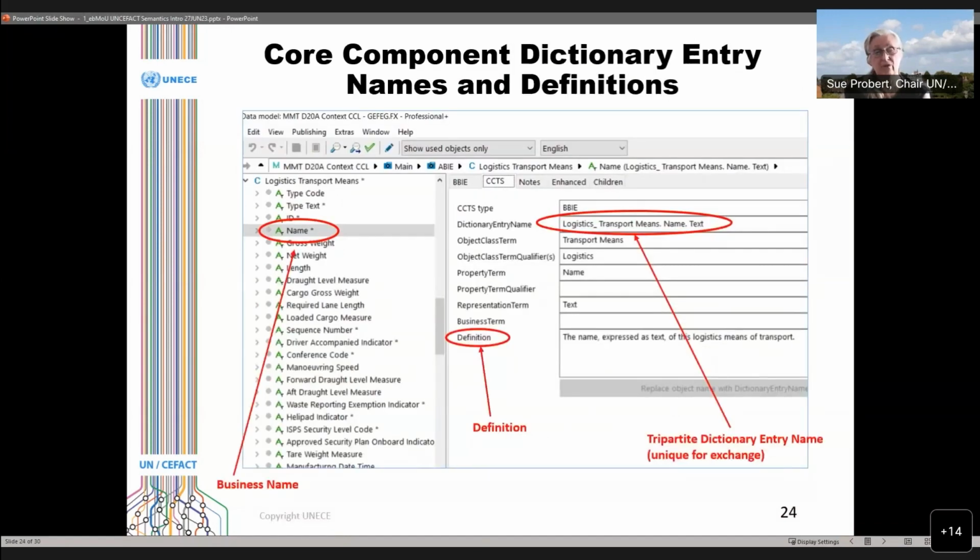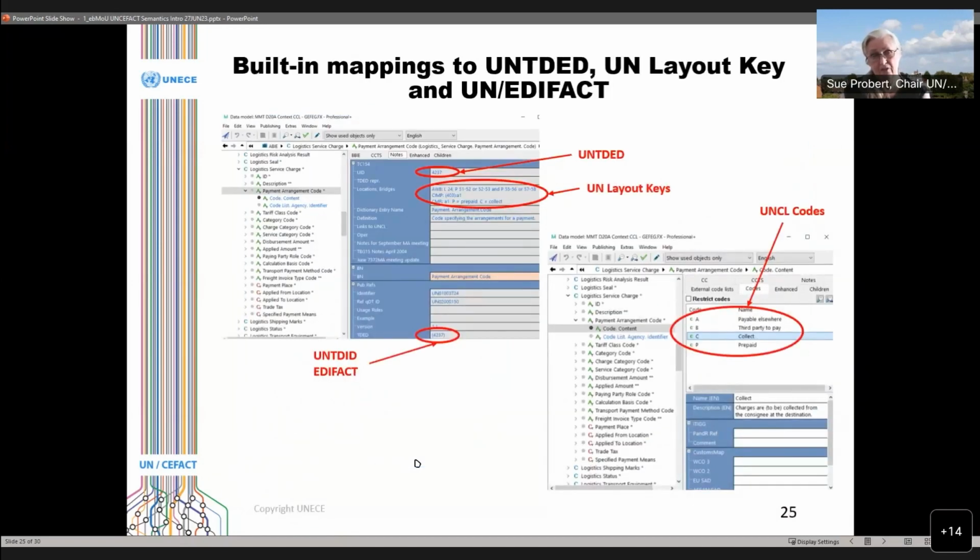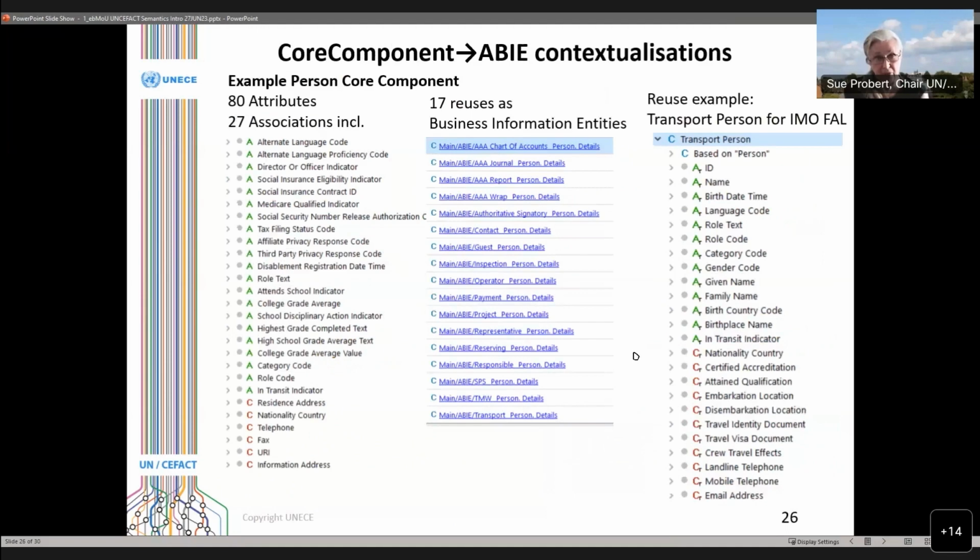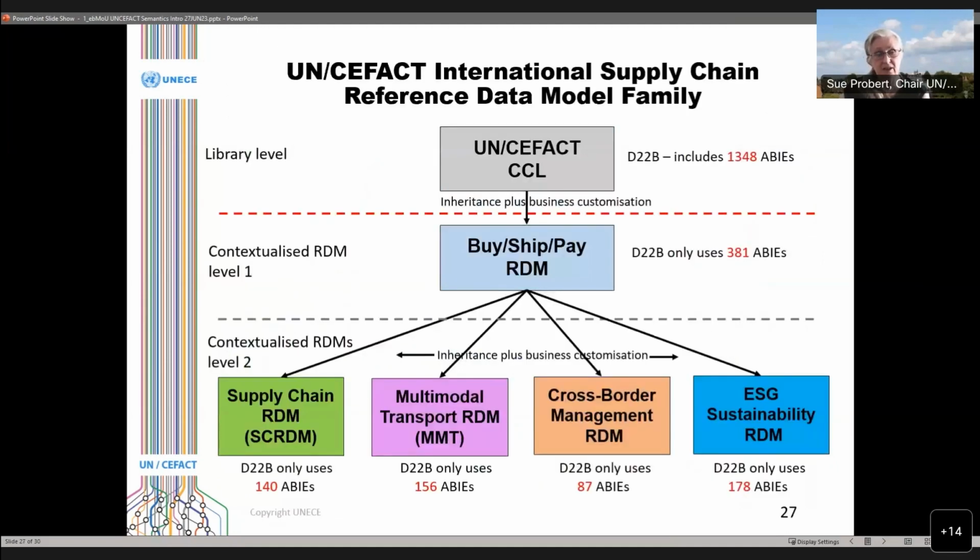We do relate all of our new work to all of our former work, and this slide shows how we relate. It gives you an example of the naming. And the next slide, please, gives you an example of how we link to the UN TDD, which I introduced earlier, and the UN layout key, and the UN codes for EDIFACT. So you can see here that we build into our core component library links to all of our standards. So we bring all the semantics together.